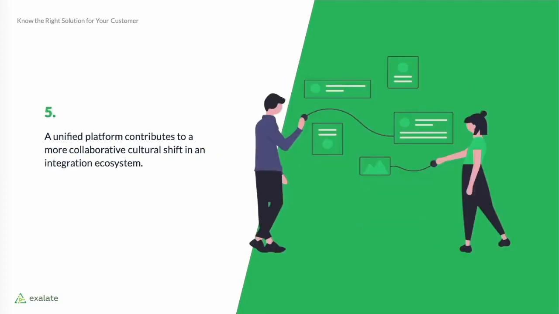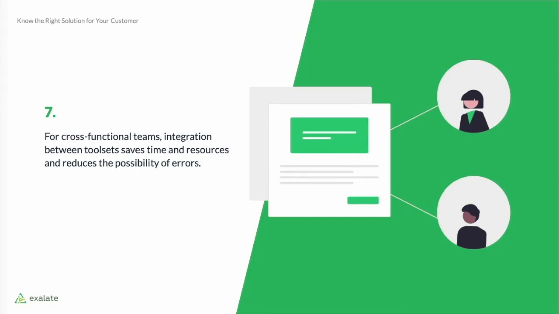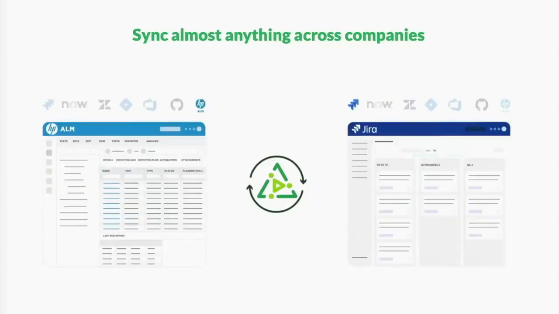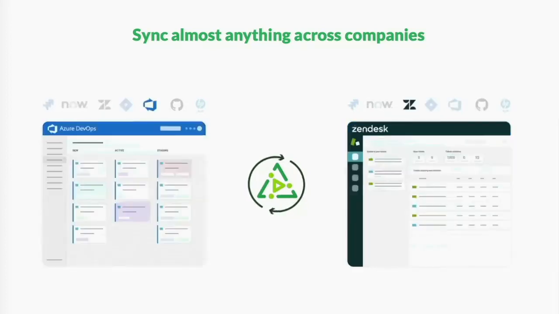You can also experience a collaborative culture shift in an integration ecosystem because everything is integrated now. And an integrated retry mechanism can guarantee reliability. So if there is a failure, you are sure that the synchronization is resumed after the failure. It supports workflow automation, reduces the need to re-enter and translate data. There is less chance of information errors leading to friction between teams. So what if we had a cross-company integration solution that supports all of this?